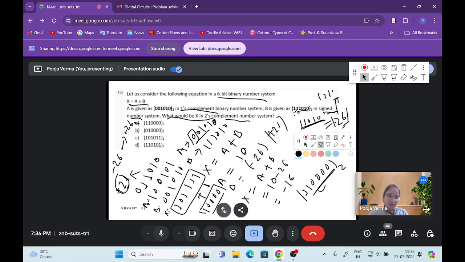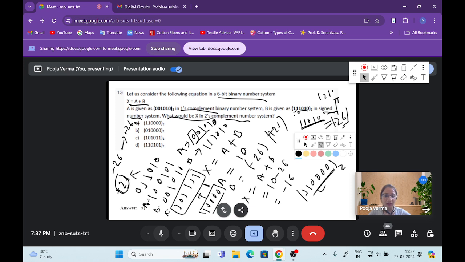If nothing is written, no representation has been given, so you just have to add. If it is written, for example, x is equal to a plus in brackets minus b, then you can't directly do the addition because it is given as minus b. So what you need to do is convert only b into 2's complement. Then you are able to add. Just practice more and more questions, then you will understand.